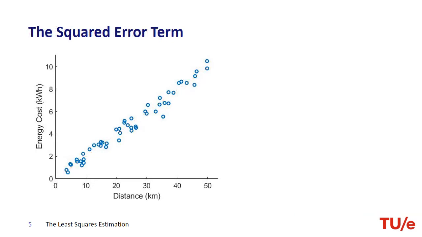The squared error term is very suitable for this purpose. When I choose a value for energy consumption per kilometer, I simply obtain a line that passes through the cloud of points representing my data. Let's have a closer look at the figure to see the relation between the data and the model.